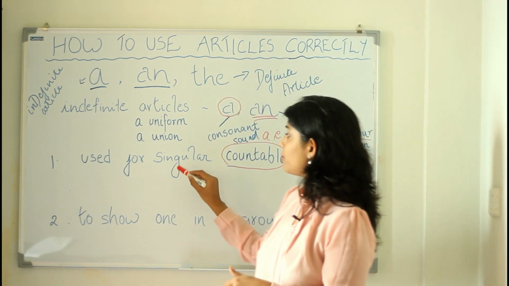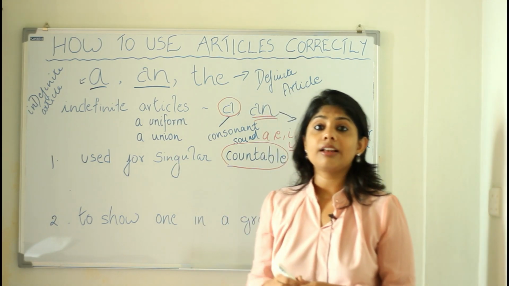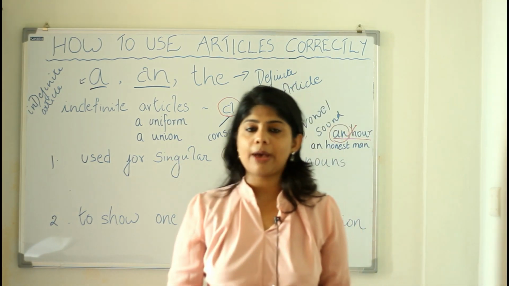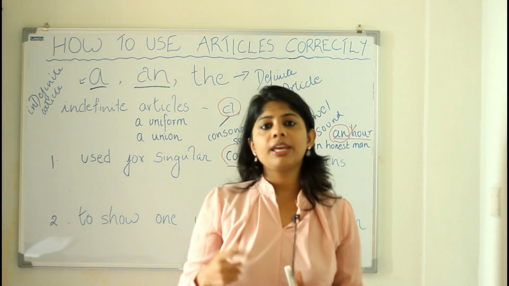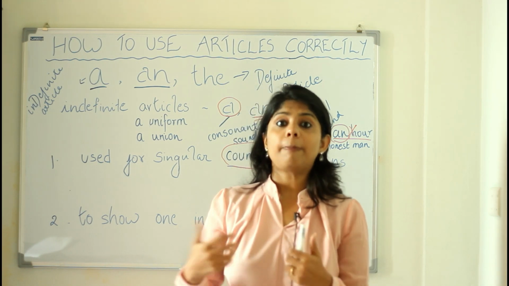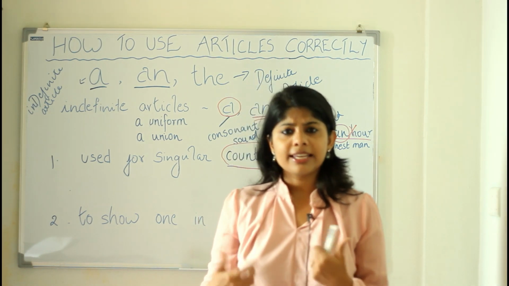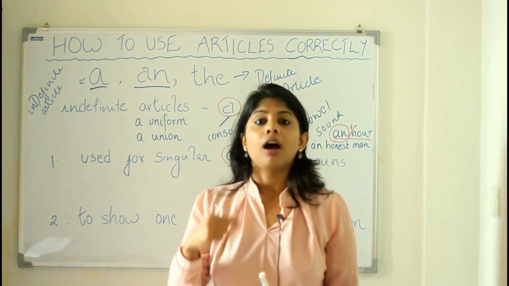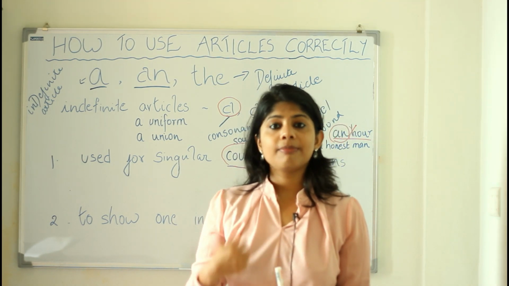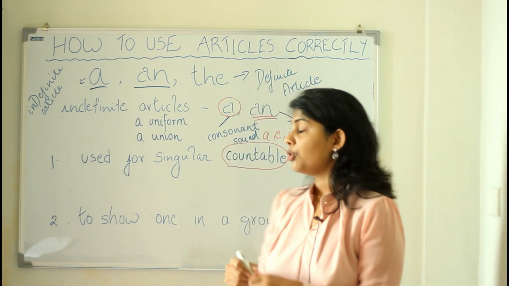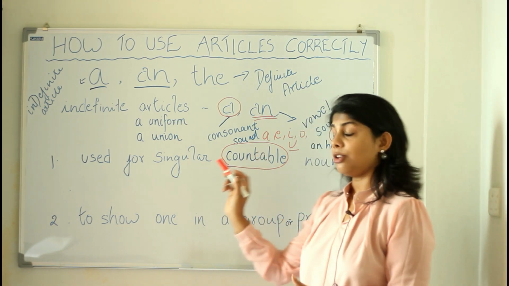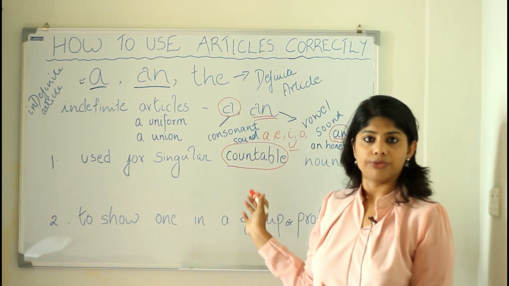You do not use an indefinite article for plural nouns as well. So you don't say, can you give me a books or can you give me a pens? You do not say that. Here you're referring to one thing. Can you give me a book? Can you give me a pen? So hence you do not use it for plural and you use it for singular countable nouns.